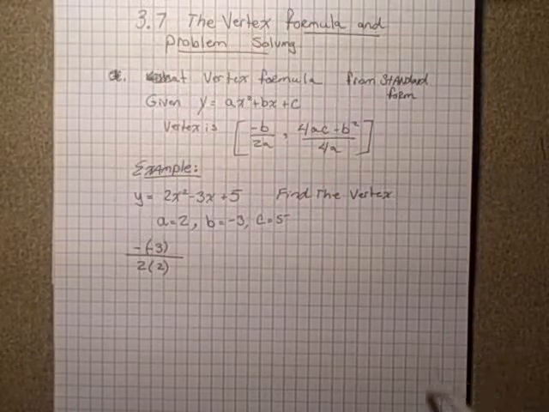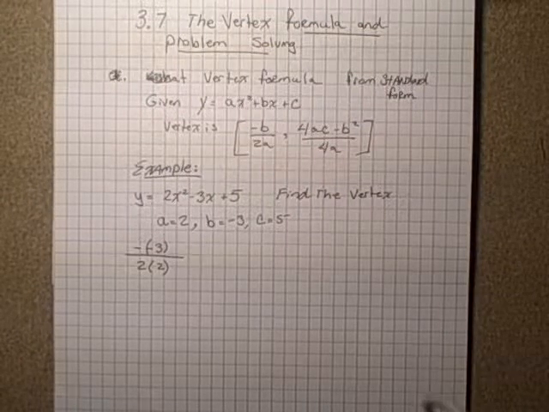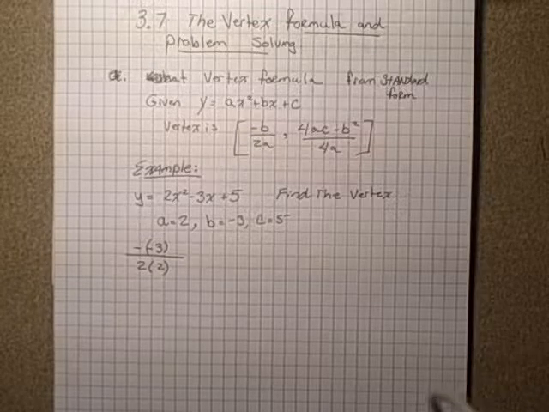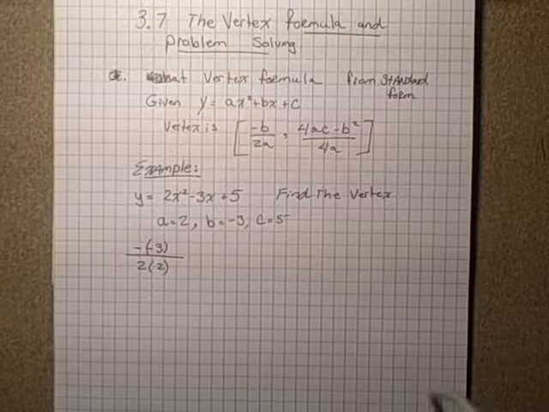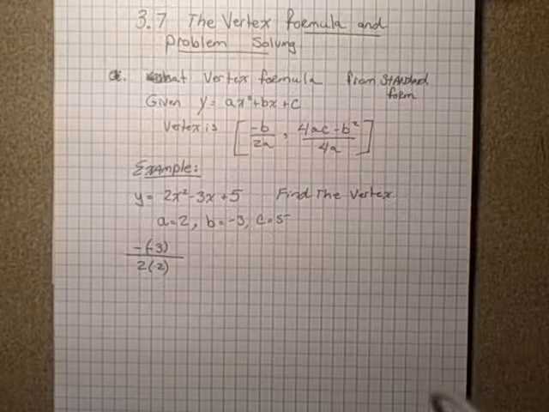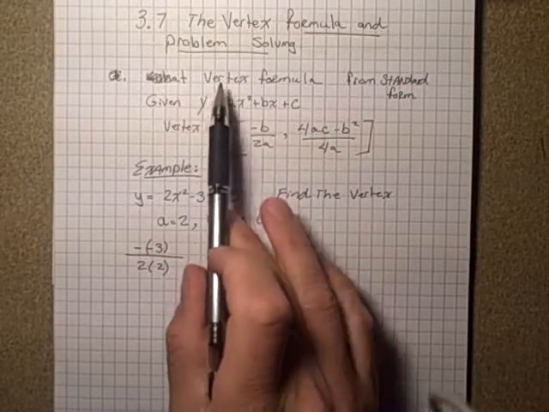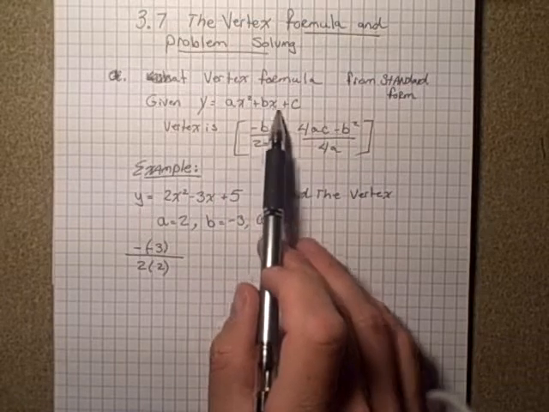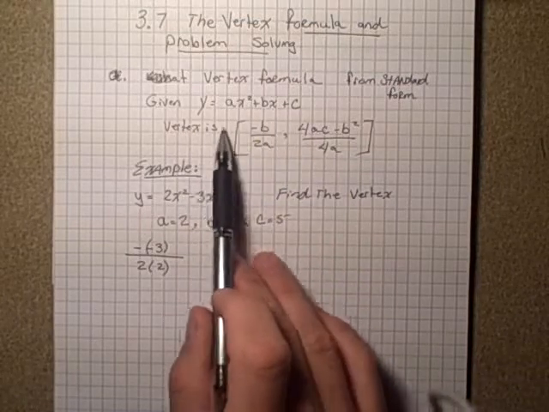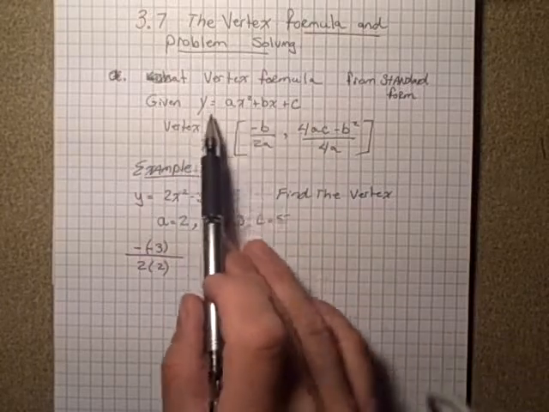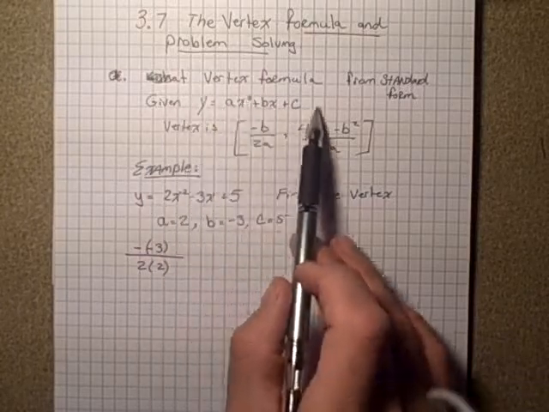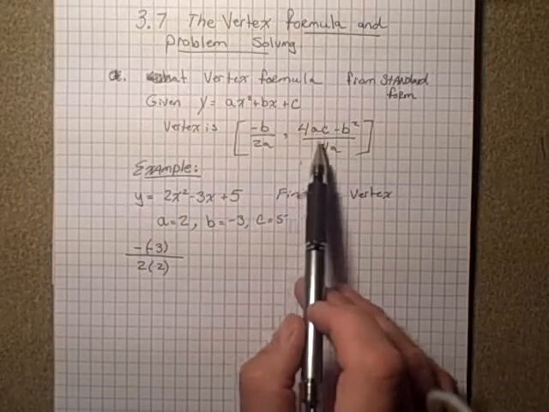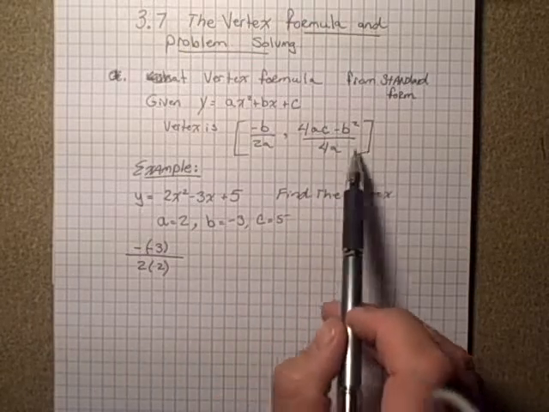Okay, this section is going to be in section 3.7 of our text, and it's going to be using the vertex formula for the quadratic equation. The vertex formula for the quadratic equation is given on page 97 of our textbook. For the standard form of a quadratic equation, y is equal to ax squared plus bx plus c, the vertex of this formula would be found by simply plugging in these formulas. There's the x point, minus b over 2a, and the y point would be 4ac minus b squared over 4a.